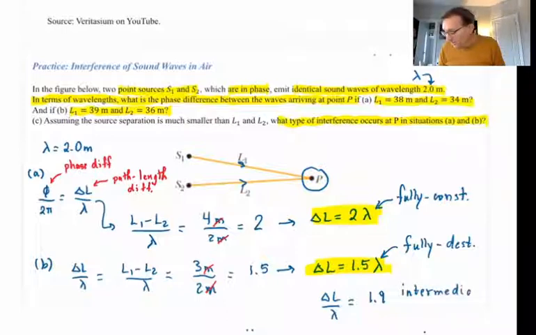You could also say this. It is intermediate, but it's close to 2, right? 1.9 is close to 2. 2 is fully constructive. 1.9 is closer to 2 than it is to 1.5, which would be the fully destructive. So you could say it's intermediate, but closer to fully constructive than to fully destructive. That kind of thing can happen.